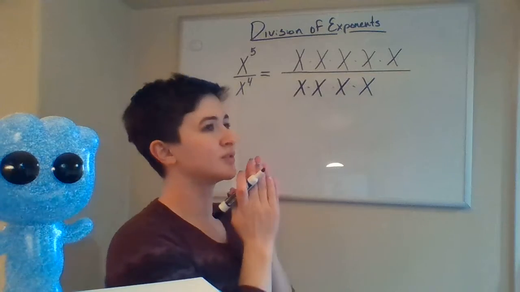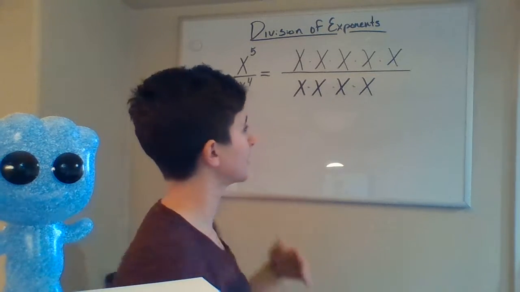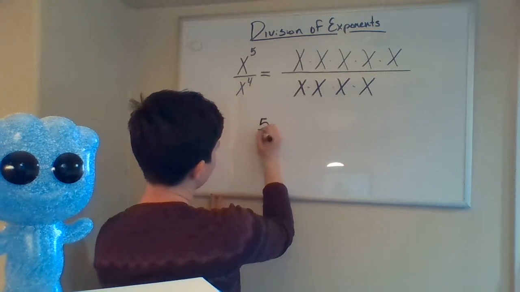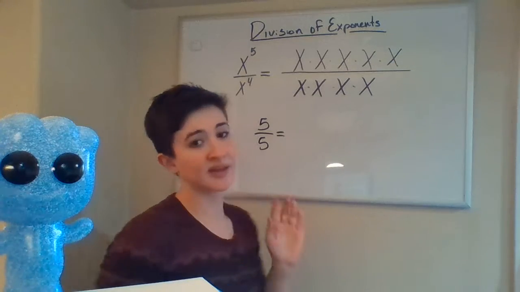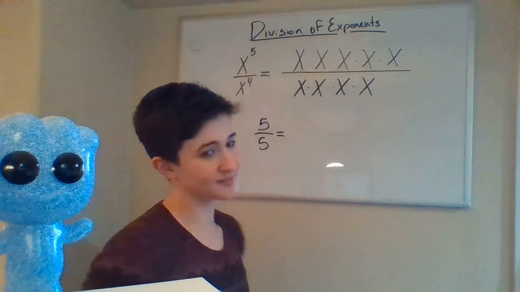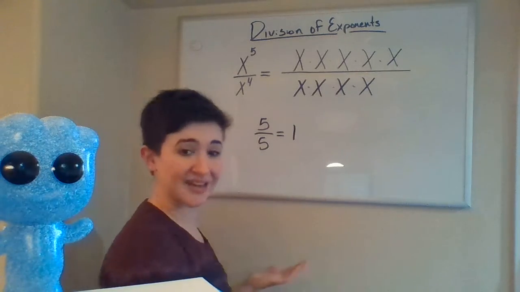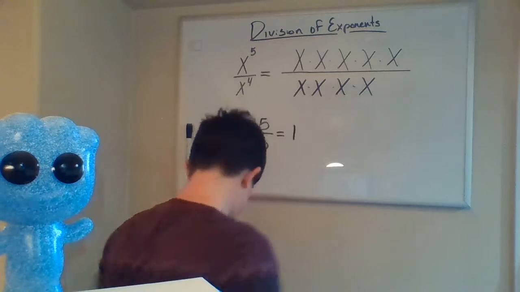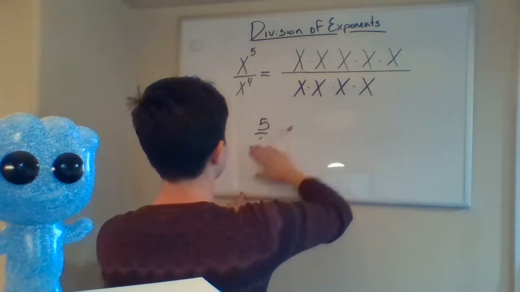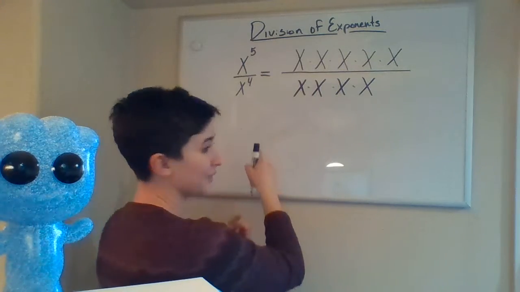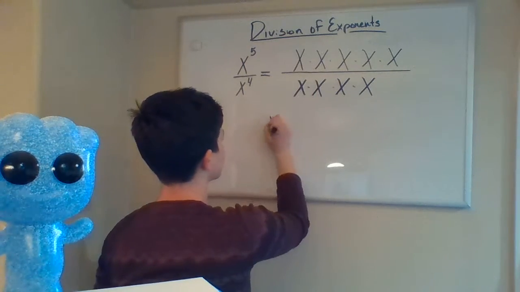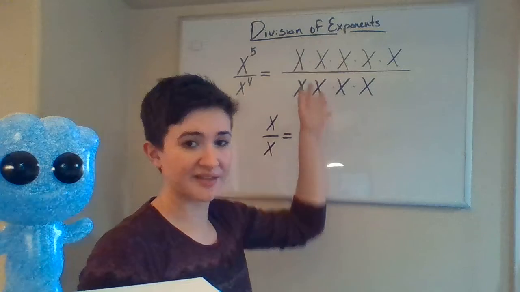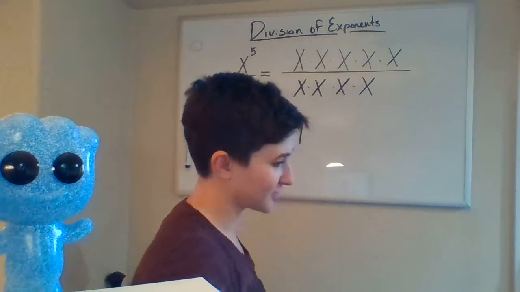Now for the actual simplification. If I had 5 over 5 and I divided that, what you should tell me is that 5 over 5 is 1, because any number divided by itself is going to equal 1. That works the exact same for variables. So x divided by x equals 1 as well. So I'm going to find all the cases where I have x divided by x up here and cross them out, because those are just going to equal 1.